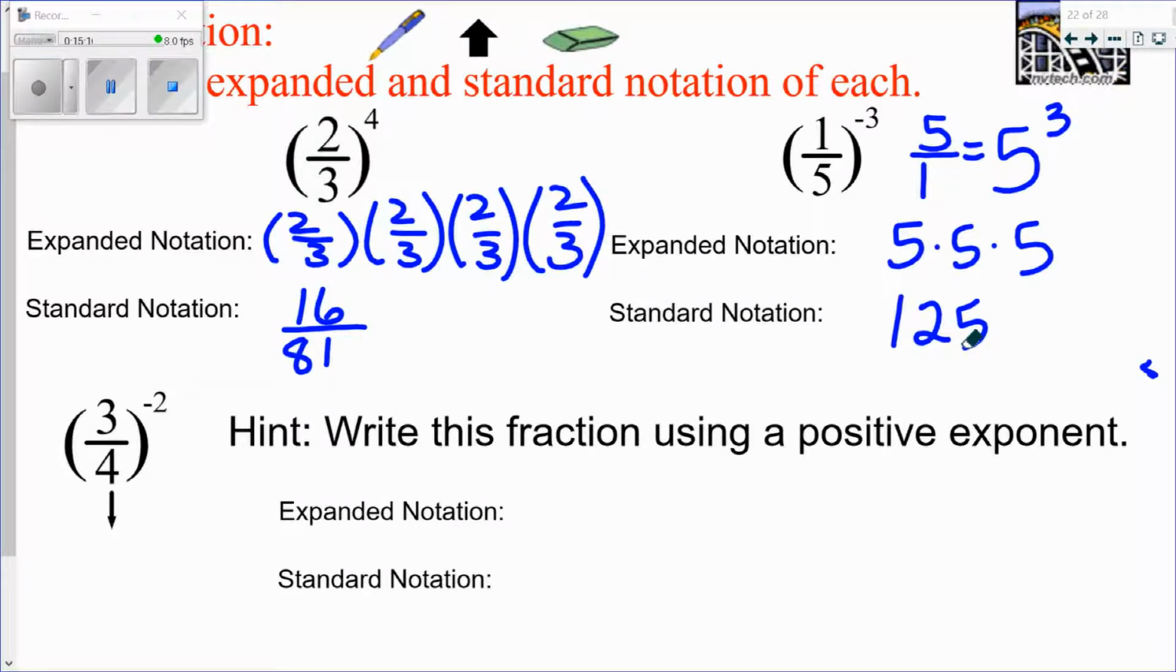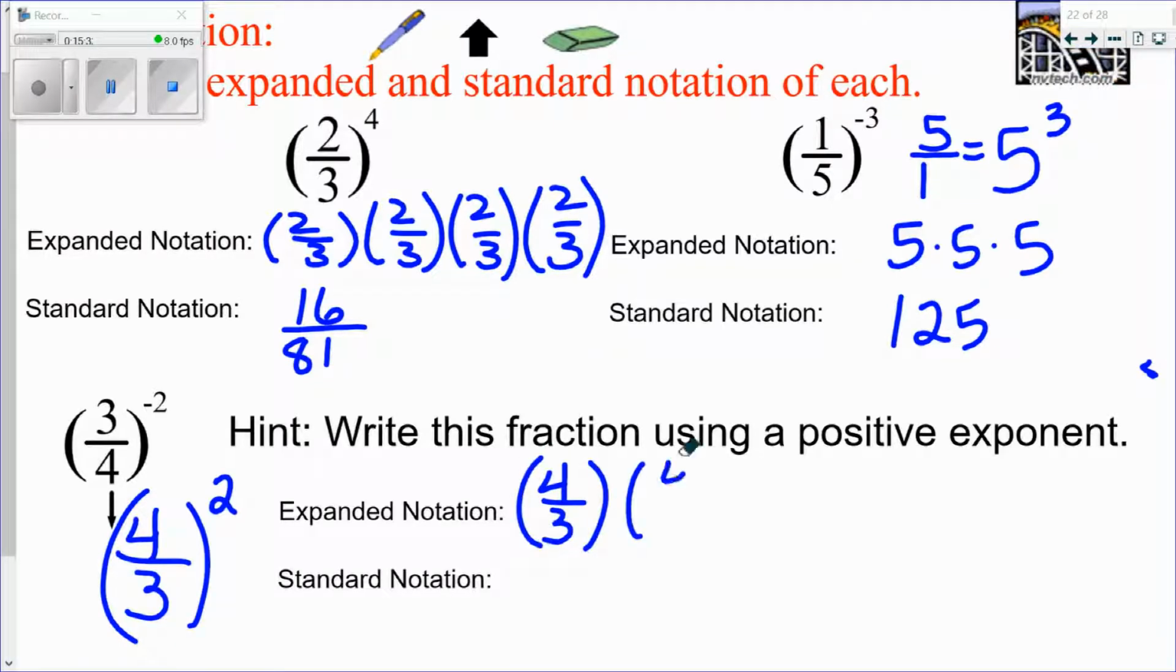The next one is write this fraction using a positive exponent. The base is 3/4. Do its reciprocal, 4/3, and turn the exponent positive. So now expanded form is 4/3 times 4/3, and you get 16/9.